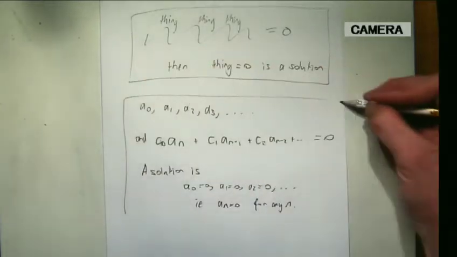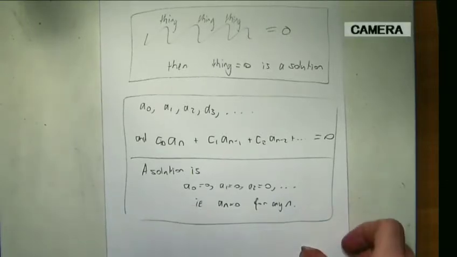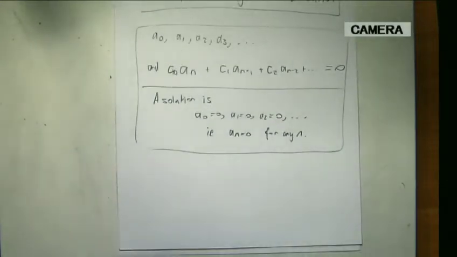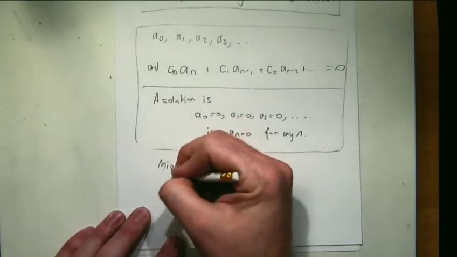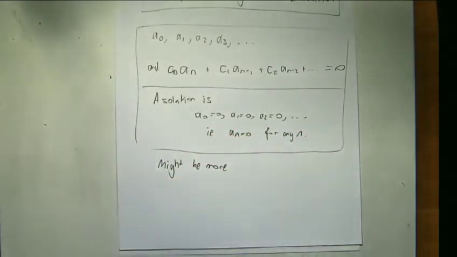So that's one idea. If the entire sequence is 0, 0, 0, 0, 0, then it will work in that equation. That's great. If there are any other solutions, they'll also work in that equation, and that'll be good. And here's the big idea. The big idea is that what if we had some other solution? There might be some other solutions. There might be more, and there might be whatever they look like.